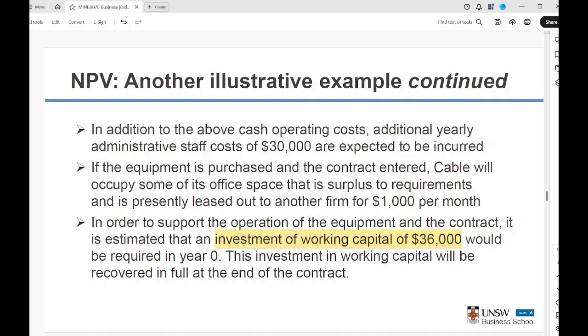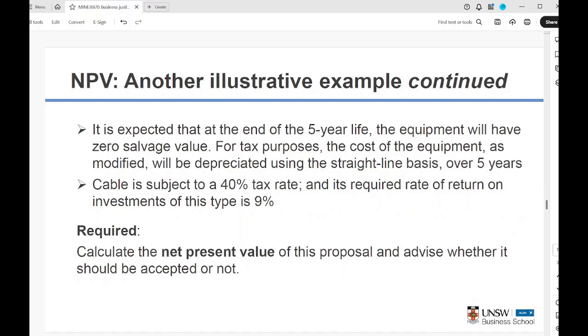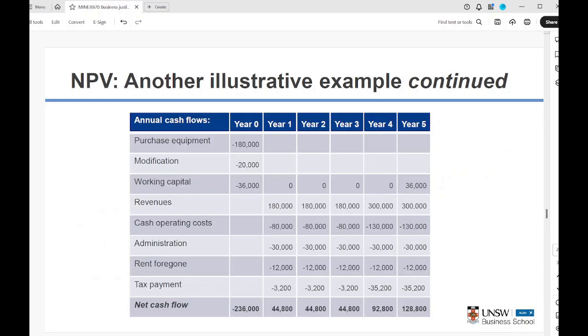So to support a new project, a firm may need to build up inventory levels, work in process, and finished goods, and this is going to tie up cash in inventory assets. But these are going to be realised by the end of the project. So what we'll be doing is modelling this as an outflow of $36,000 in the first year, and then an inflow of $36,000 in the final year. But this $36,000 wouldn't be taxed. Again, I'll show you in the next video how we can go through and see the NPV for this project.